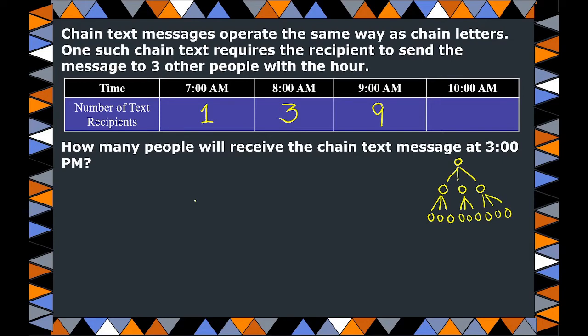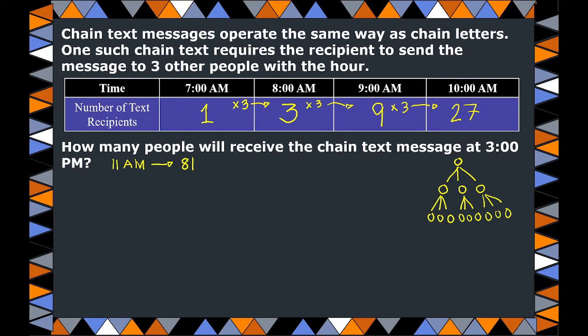As we go along with our sequence, you all know that to get the next term, we will be multiplying by 3. Multiply this by 3 to get 9. So to get the number of people who will receive the text at 10 a.m., I'm going to multiply 9 by 3 to get 27. If I continue the pattern, at 11 a.m., there will be 27 times 3, that is 81. So you have 81.